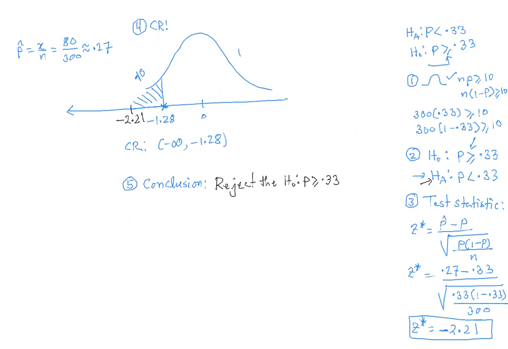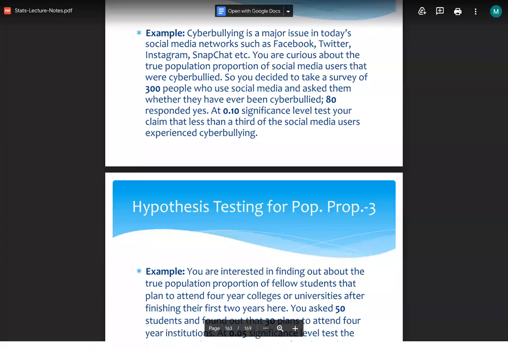Any question, anybody on this? Now, again, it is the exact same process as the one I did last time. As you can see, it's the same, just duplicated, and the numbers change. Okay, so there is a question: how did I get 0.33? It's from the problem. The problem states about a third. So let's bring the problem back. Read the very last sentence in the problem. At 0.10 significance level test, you claim that less than a third of the social media users experienced cyberbullying. It's from the problem statement.